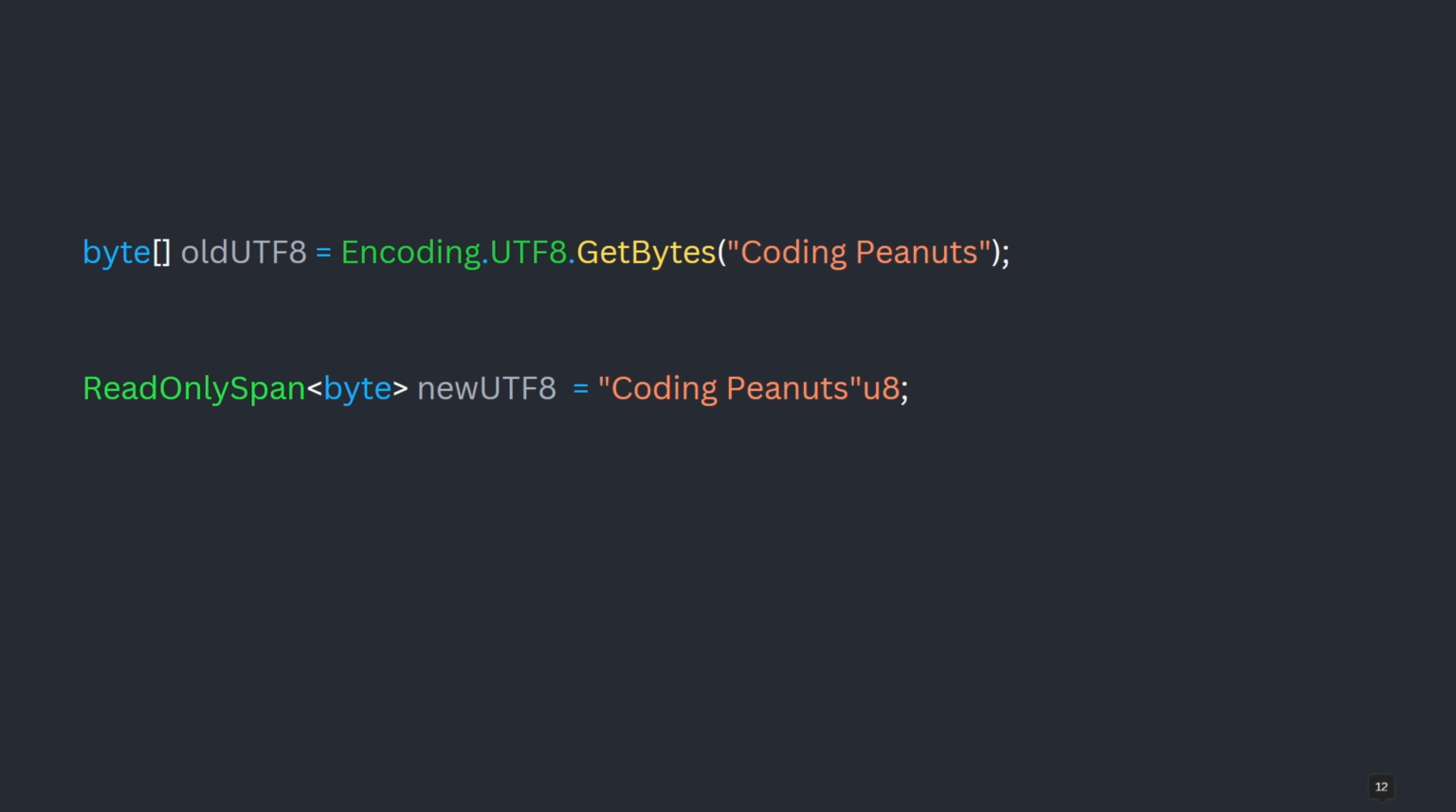Now C# 11 offers a new way to get UTF-8, and this way it's way less verbose and it's also more performant because you've forced the compiler to get a value during compile time. Now, if you for some reason still need a byte array, you can still have it with the new C# 11 UTF-8 syntax.